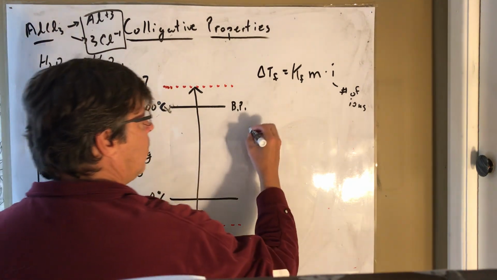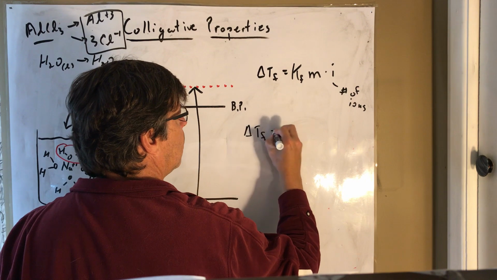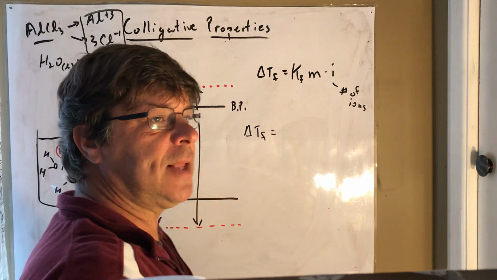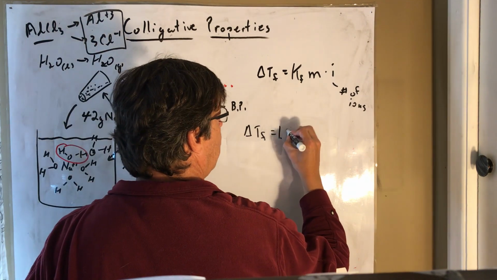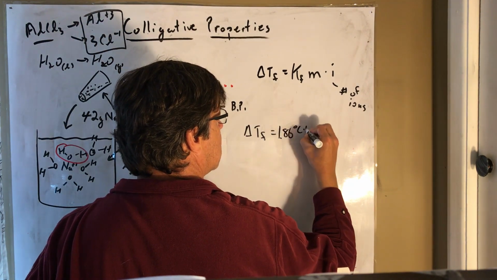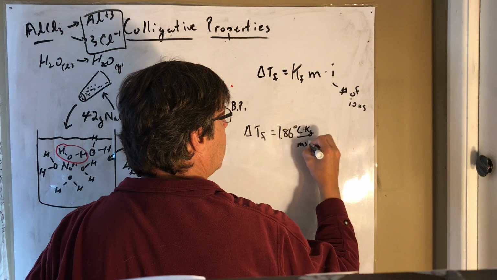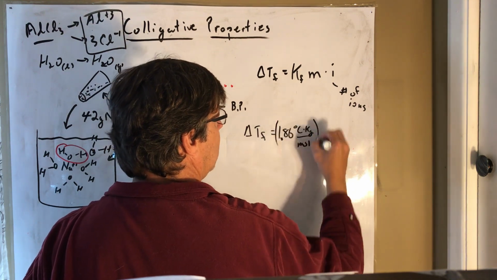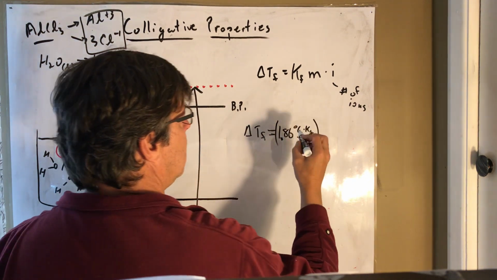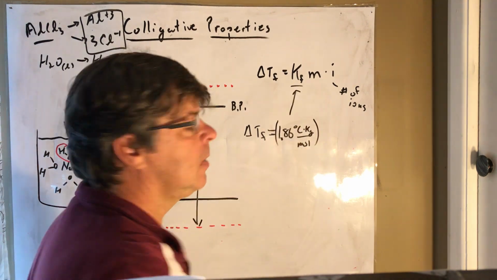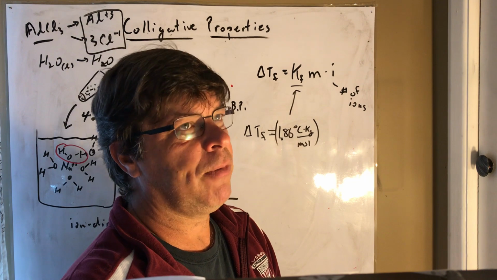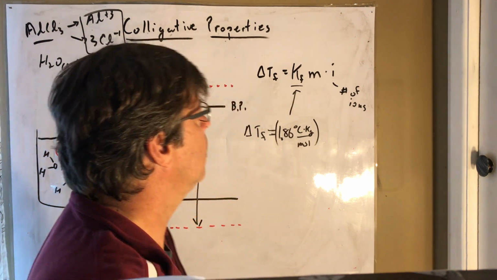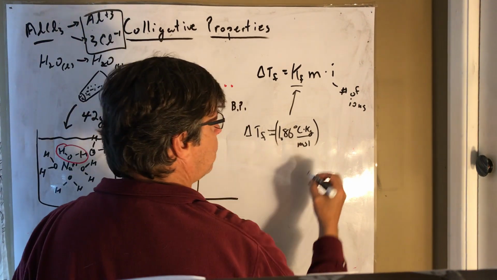So delta TF equals, now, the constant for H2O, for the solvent, is 1.86 degrees Celsius times kilogram per mole. Now don't worry about that. I'll give that to you, okay? That's unique to water. That's the molal freezing point depression constant. Okay, let's calculate the molality.